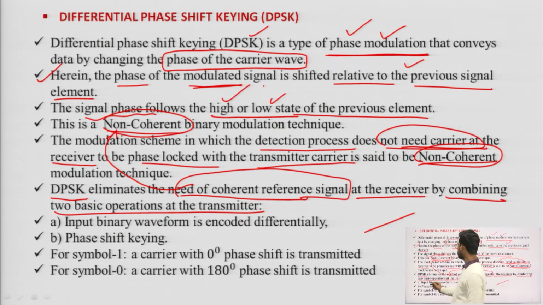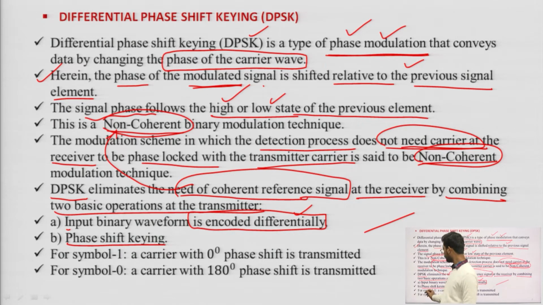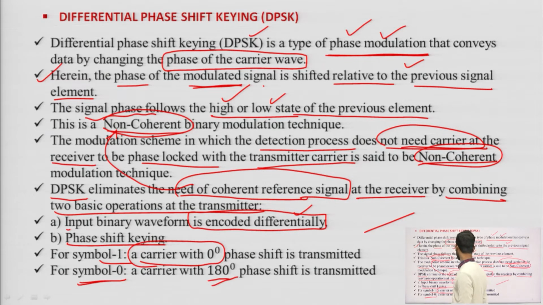The new technique is that the input binary waveform is encoded differentially. First, whatever input binary signal or symbol is there, we encode that binary waveform differentially. Then second, after differentiation, we phase shift the inputs. Let us see what will happen. Overall, for symbol 1, the carrier with 0 degree phase shift is transmitted. For symbol 0, a carrier with a 180 degree phase shift is transmitted. So for symbol 1 we transmit the carrier signal with 0 degree phase shift, and for symbol 0 we transmit the carrier signal with 180 degree phase shift.